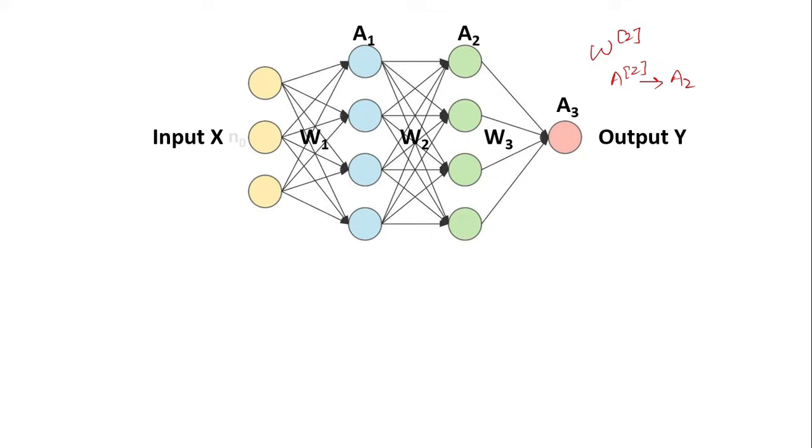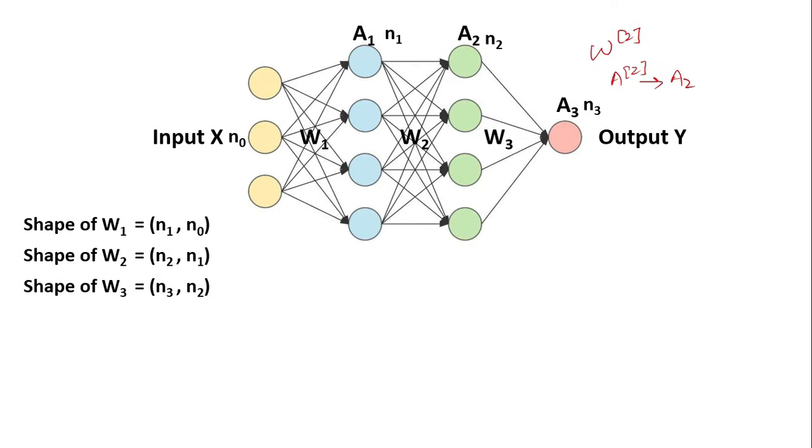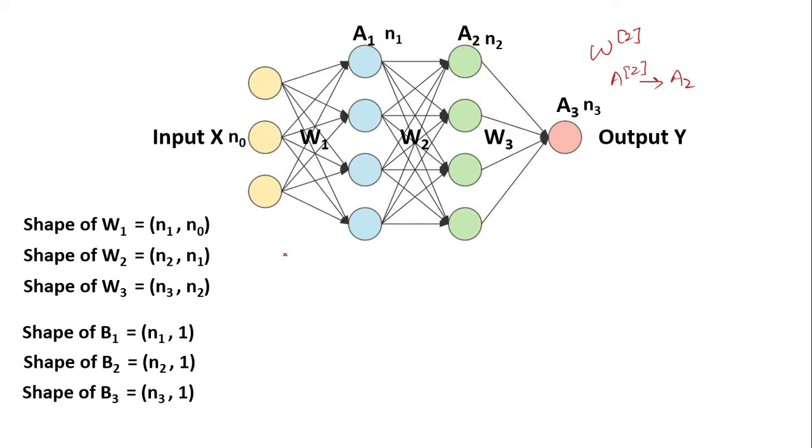Let's say the number of neurons in the input layer is N0 and that of the first, second and third layers is N1, N2 and N3 respectively. Now we will look at the shapes of all these A's and W's, and it is going to be a very important one because while you are implementing this in Python, if you make a mistake in the shapes, then you will get an error which you won't be able to solve if you don't know about the shapes of these. So the shape of W1 is going to be N1 comma N0. The shape of W is nothing but the number of neurons in the next layer and the number of neurons in the previous layer. Similarly, W2 is going to be N2 comma N1 and W3 is going to be N3 comma N2. And similarly, the shapes of B1, B2 and B3 are going to be N1 comma 1, N2 comma 1 and N3 comma 1 respectively.